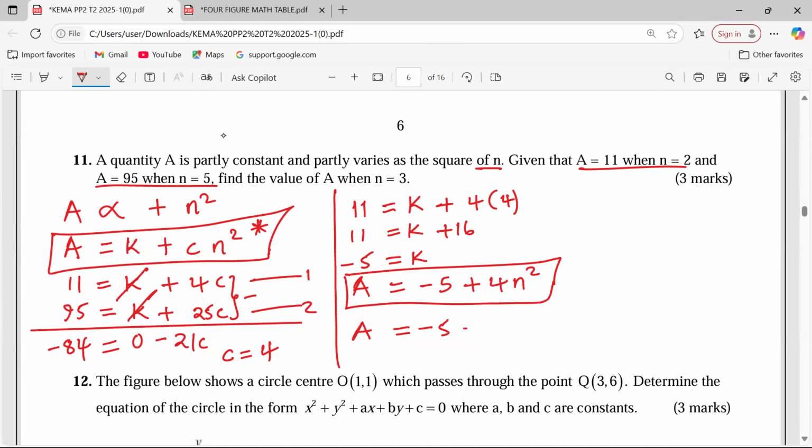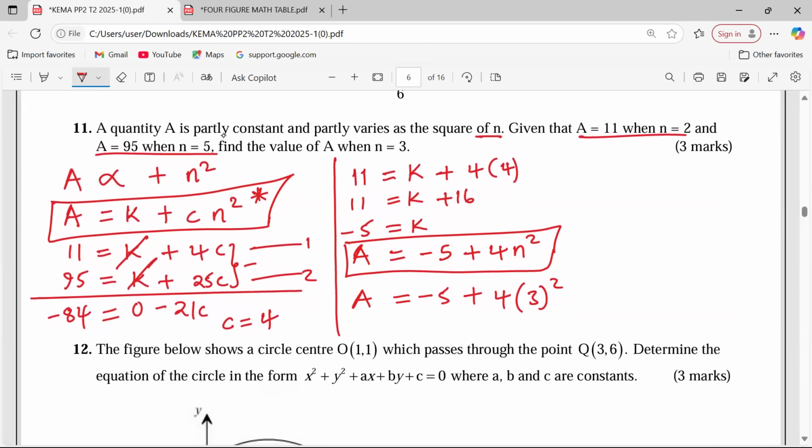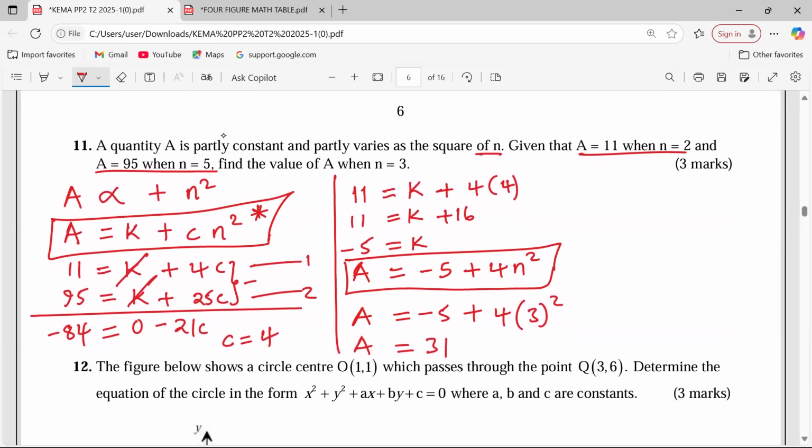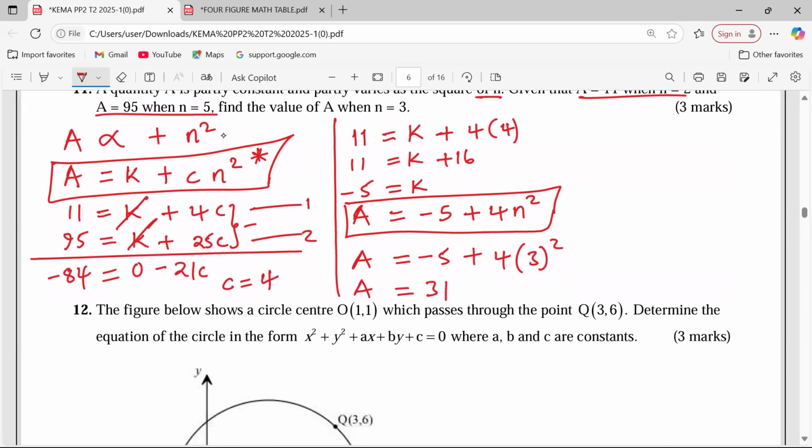Negative 5 plus N into 3 squared, because N should be squared. The value of A shall be, when you compute this, you shall get positive 31. So that's a very good working.